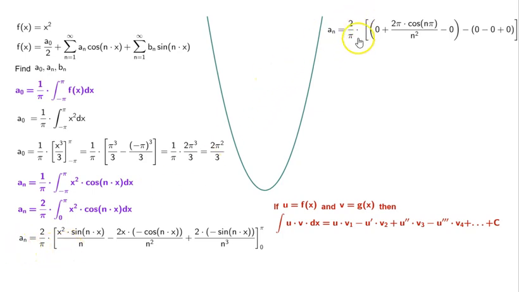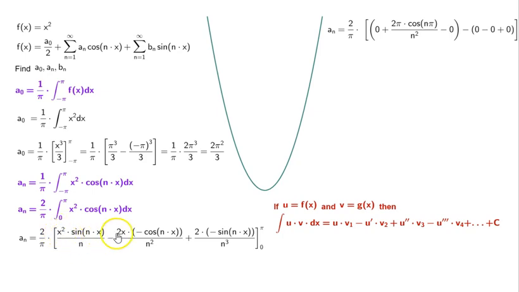An is equal to 2 by pi times, first we substitute pi. What happens? Sine pi is 0. So the first term becomes 0. What happens when we substitute pi here? 2 pi times minus cos n pi. So minus minus becomes plus. So we end up with 2 pi times cos n pi by n square. Minus, again, sine pi is 0. So here it becomes 0. Minus, now we have to repeat that step with 0.